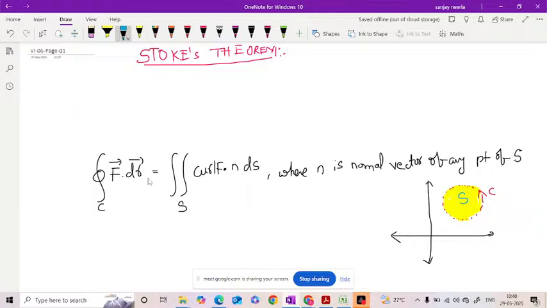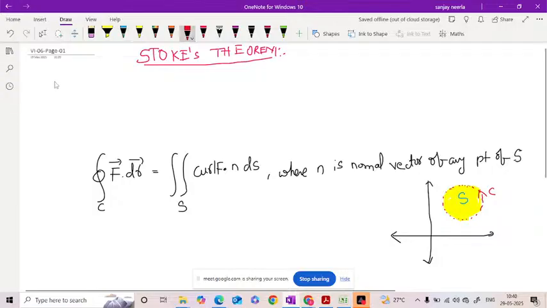Now here the line integral of any vector function around the closed curve C is equal to the surface integral of the curl f taken over any surface whose boundary edge is the curve. That is the statement of Stokes theorem.